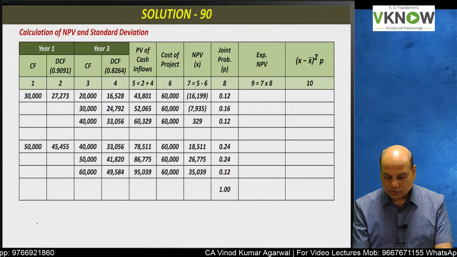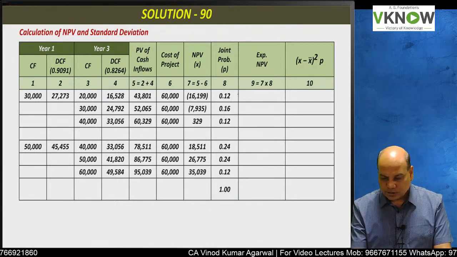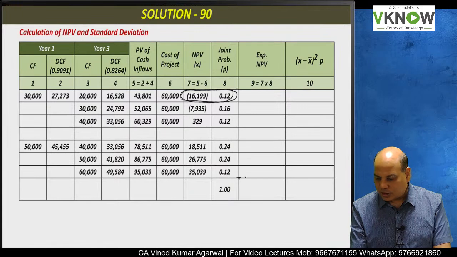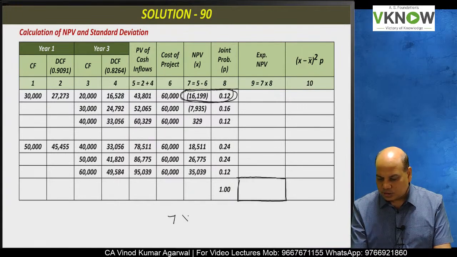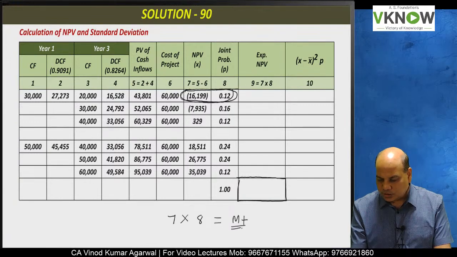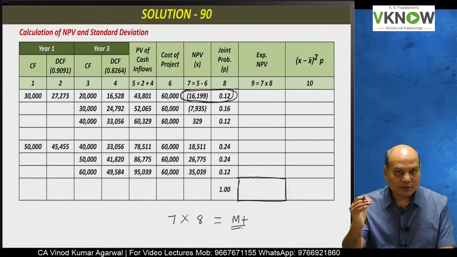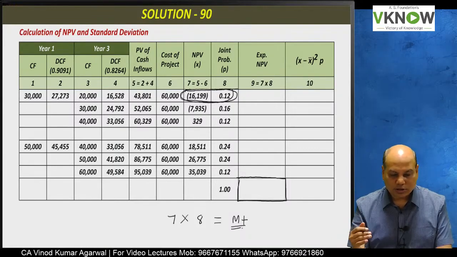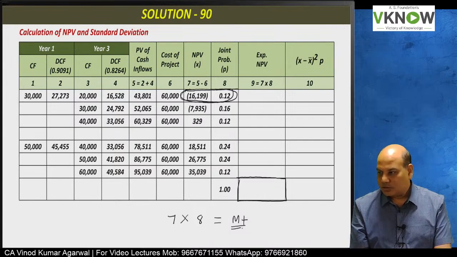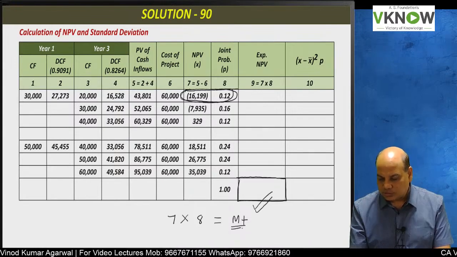How do you get the next column? Please multiply NPV and joint probability. I will require a total here. So you are going to multiply column 7 into 8. Use the memory plus function also, to save time in taking totals. Do it yourself and give me the total.